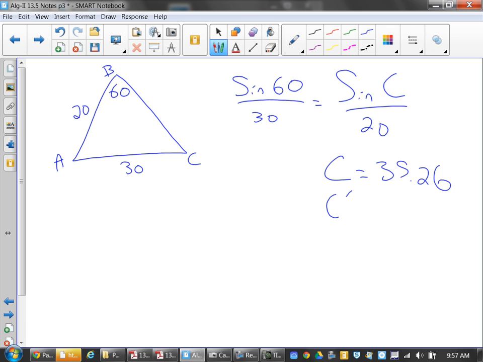What's my other possible? 144.74. All right, 144.74. So if I check in my original triangle, if C is 35/26, what would A have to be?